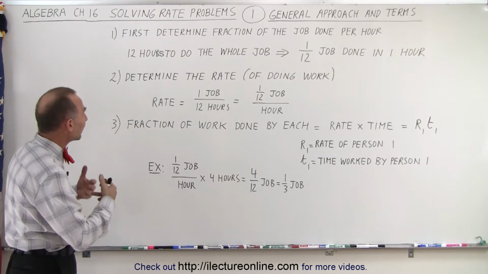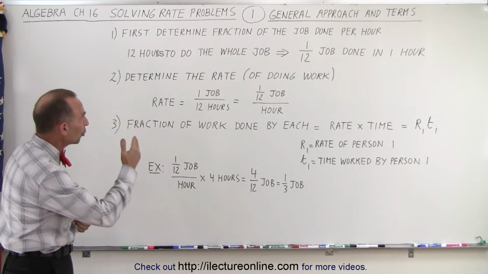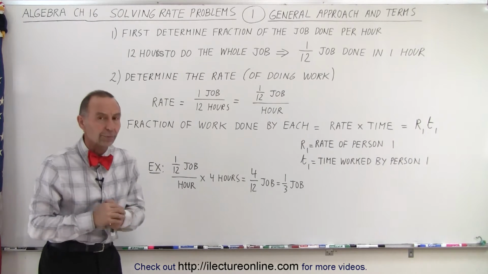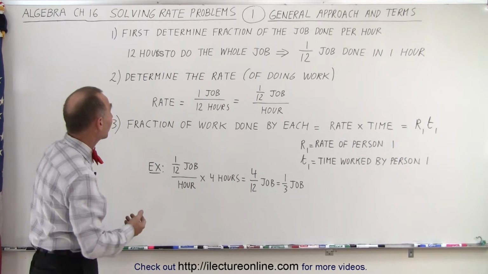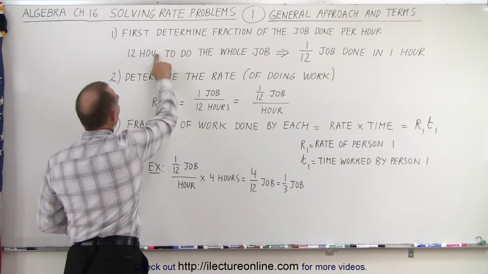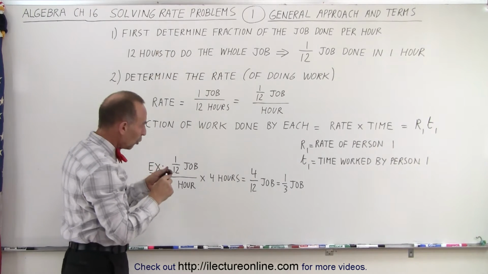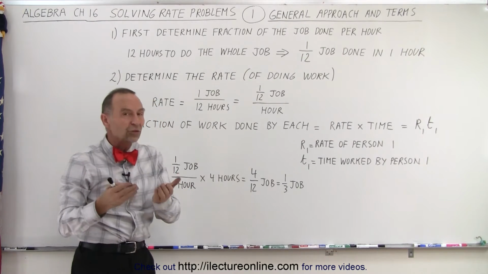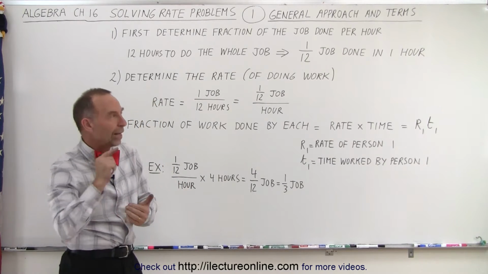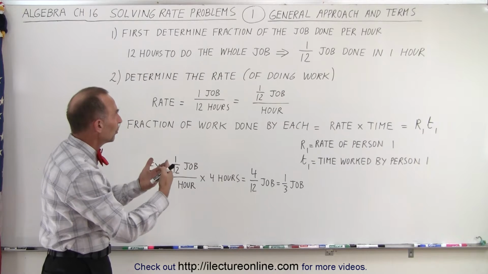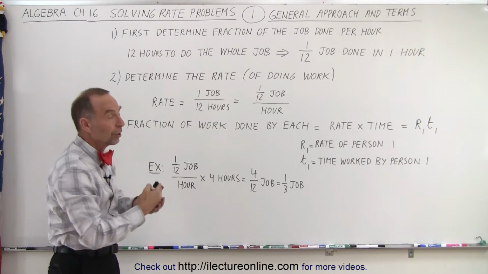First of all, when we're dealing with rate problems, we have to determine the fraction of the job done per hour. For example, let's say that it takes 12 hours to do the whole job. That means we can do 1/12 of the job in 1 hour. So first we need to determine the fraction of the job that can be done per hour.